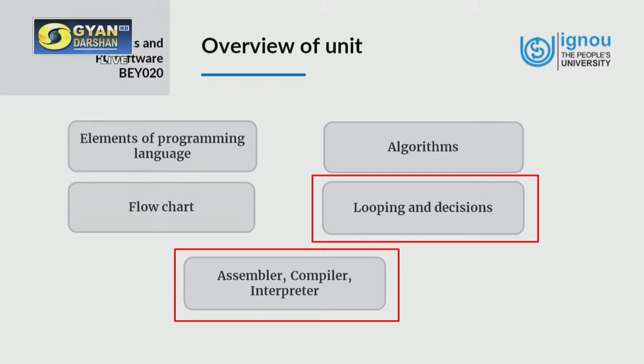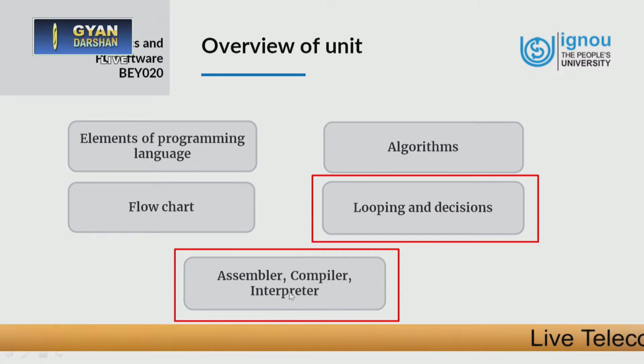In the last session, we discussed the basic concepts of programming language, including basic elements like variables, constants, expressions, and so on. In this session today, we'll be discussing looping and decision, and we'll introduce assembler, compiler, and interpreter and their role.